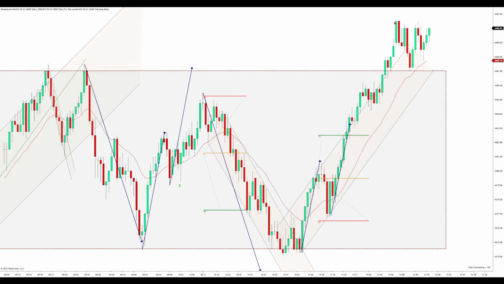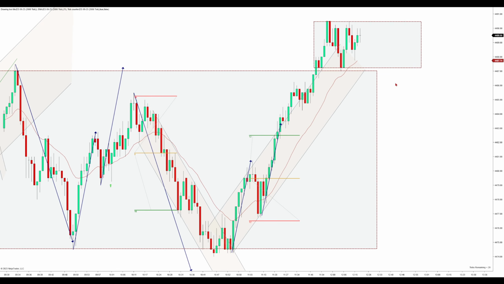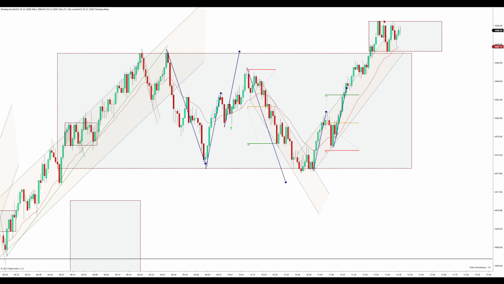We don't get any corrections. We get this correction here. It doesn't reach the EMA, and now we're starting to kind of go into this range here. So as we can see, that's it for the day. Maybe we'll get some kind of fade.